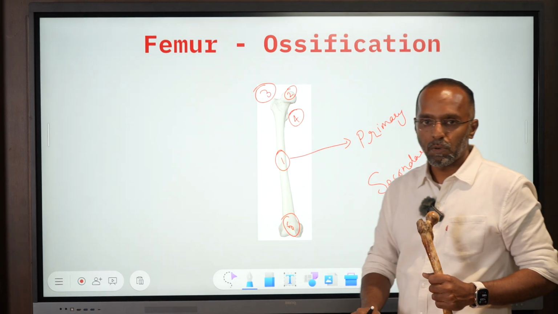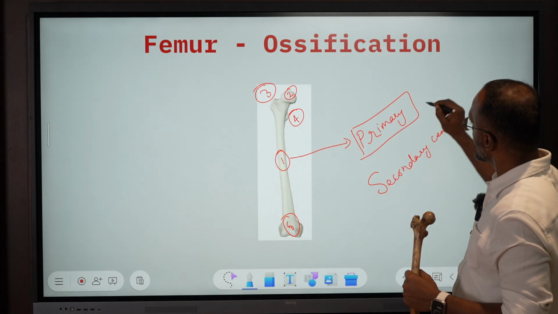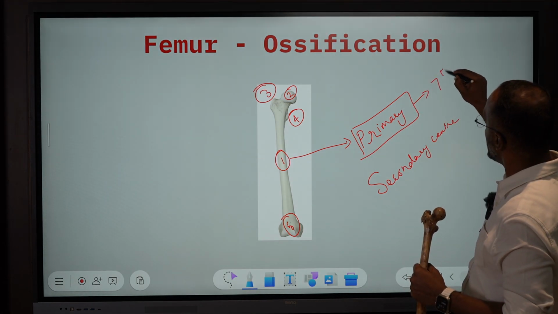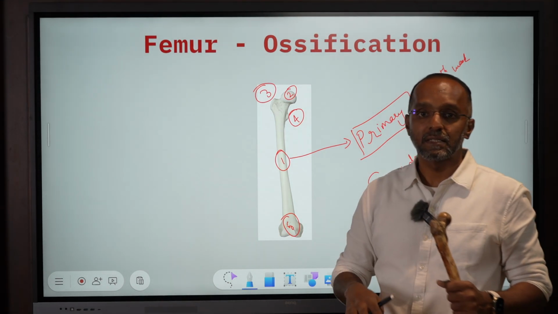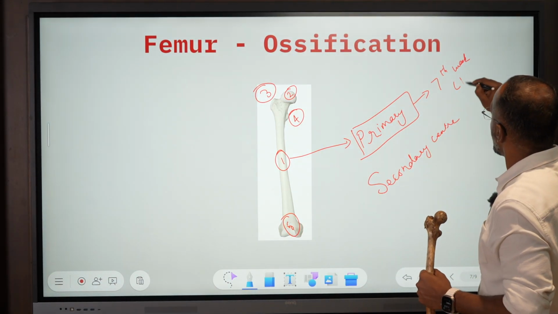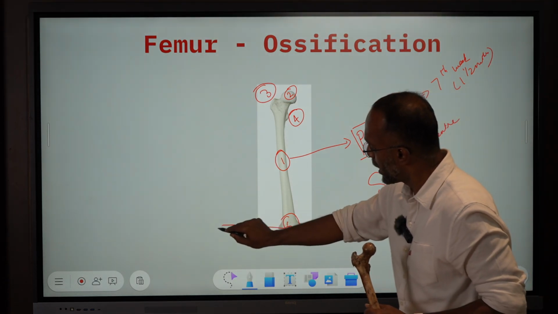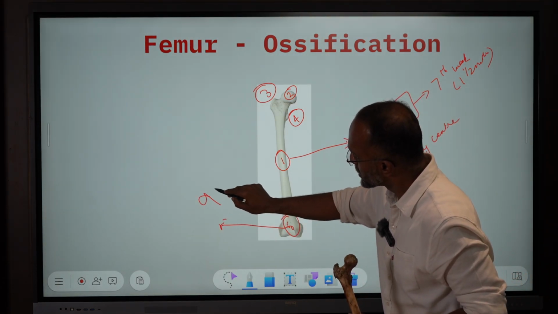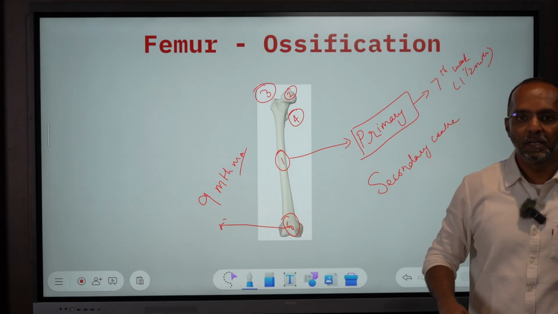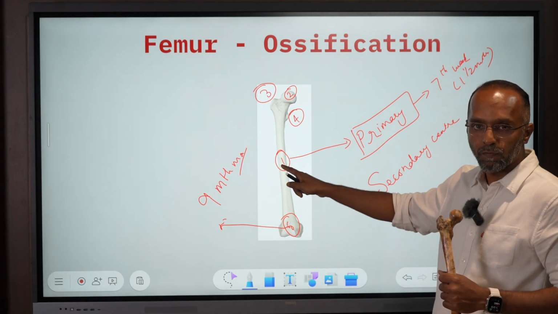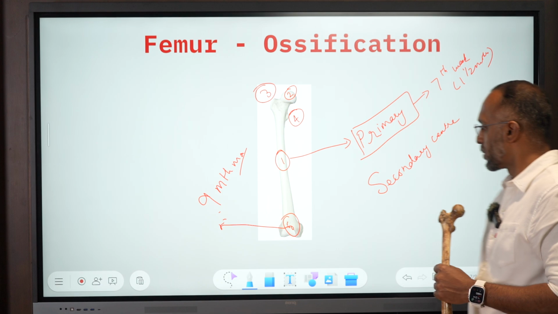Along with this, you have to remember 2 numbers. The primary ossification center arises in the 7th week of intrauterine life, 7th week when the child is inside. So this is around 1.5 months. Whereas the lower end ossification center ossifies from the 9th month of gestation. So this is at the beginning of life, and this is almost at the far end of the intrauterine life.